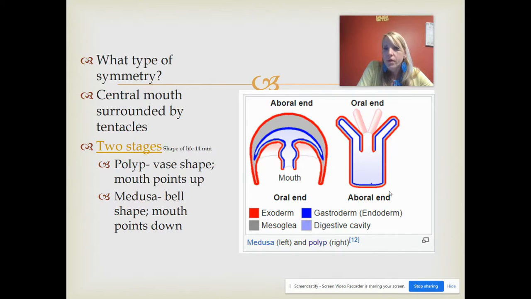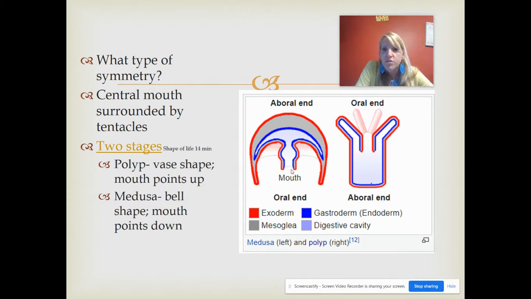Here's the polyp. Polyp usually sits down. Sometimes it's sessile. Remember, sessile from the other video means it doesn't move. And sometimes it only moves when there isn't any food, and then it will jump around. So these would be tentacles up here. And this is the polyp shape. That's what a hydra looks like.